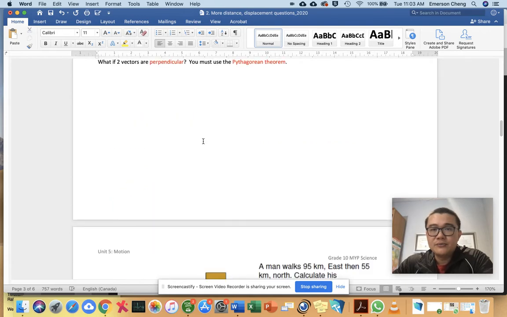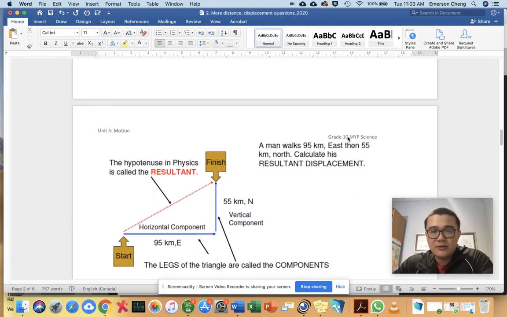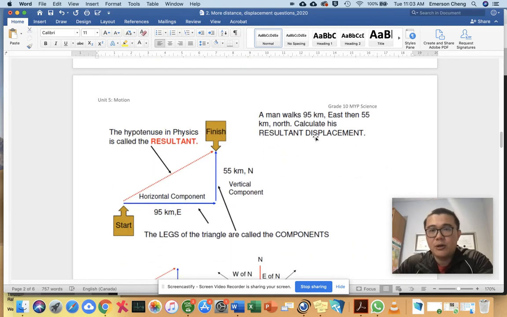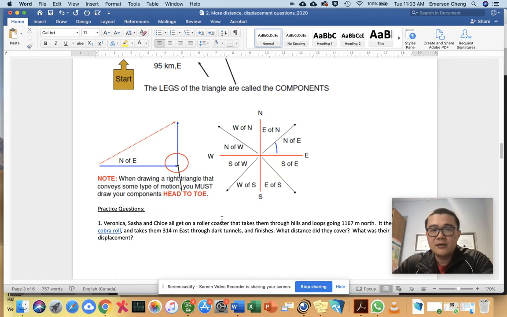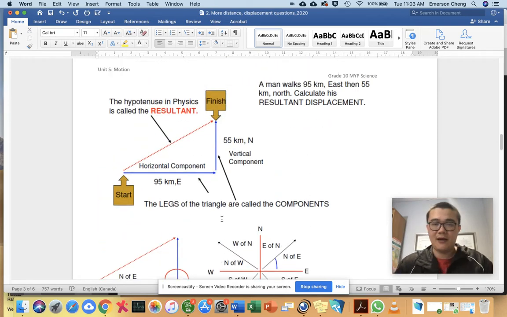So we have this note here. You can see it's a similar question. Someone walks this vector, goes up this vector. What's the resultant displacement? That will be the resultant displacement. Then you'll need to use the Pythagorean theorem.